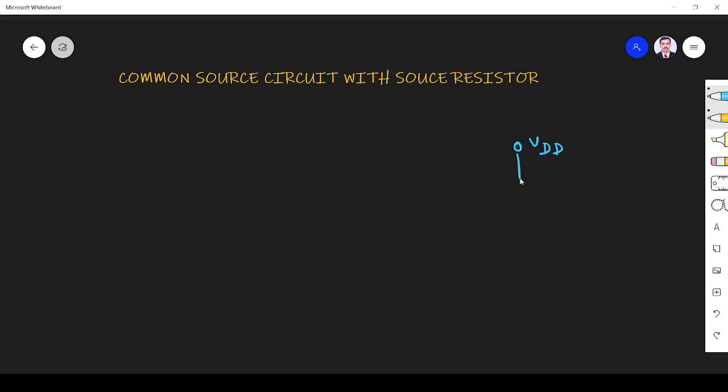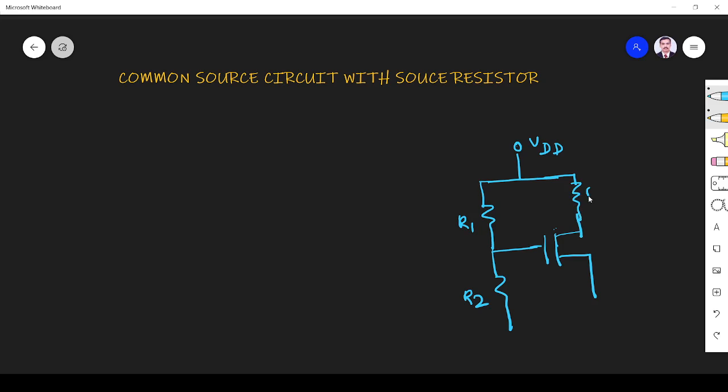Here the supply and bias resistors are on the left hand side as usual. This is R1, this is R2. We know these two are bias resistors. And we have the MOSFET here. It is an NMOS circuit I am taking, so it will be like this. And here I have to add drain resistance RD.